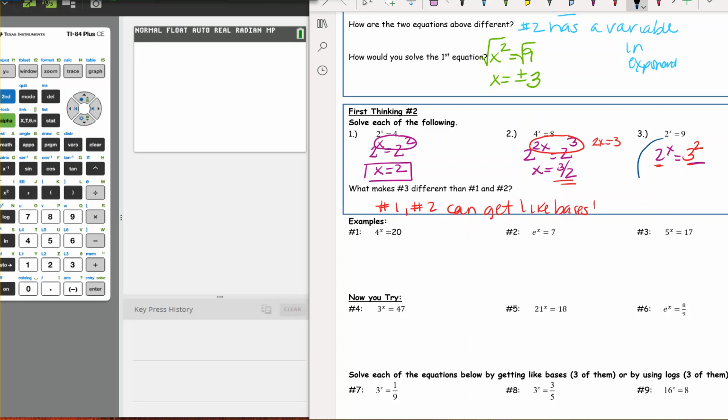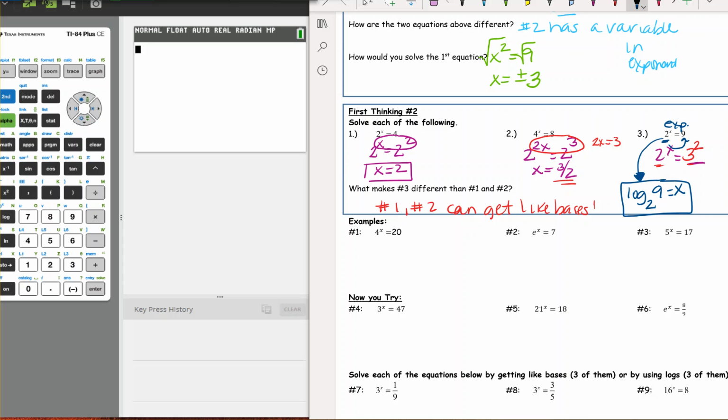What you should know by now is how to convert from one form to another. So this is exponential form, and I can convert that to log form, and it would say log base 2 of 9 equals x. So how we get an x out of the exponent is by using logs. And so we take this from exponential form and we write it in logarithmic form, and then we use our calculator because it isn't going to come out to a nice whole number, because they don't have like bases. So log base 2 of 9 equals x. Now I'm going to type that into my calculator.